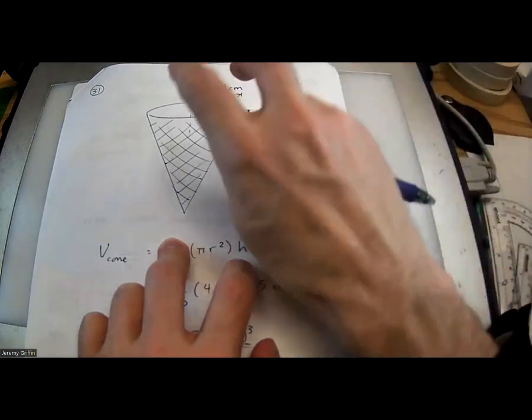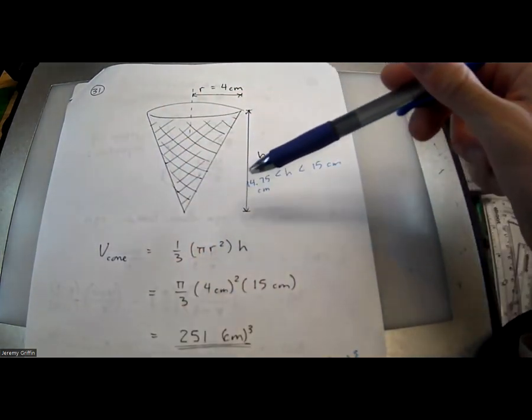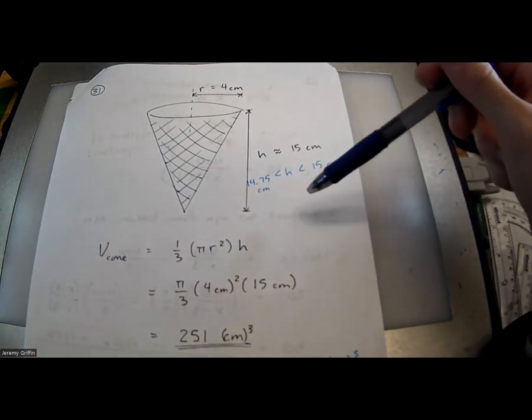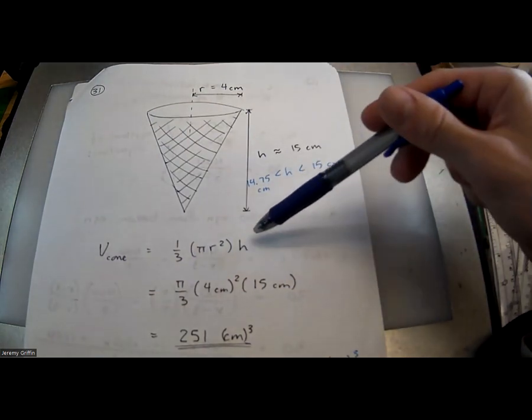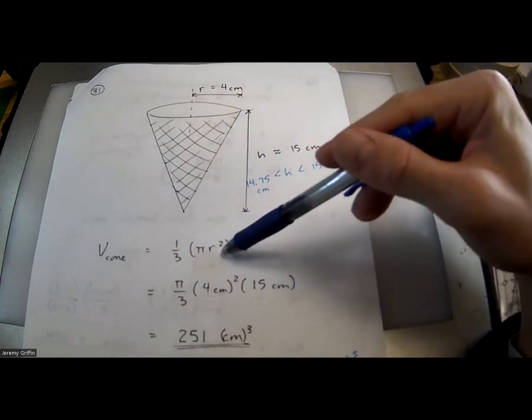But then anything that comes to a point, you throw on the factor of 1/3. So if it's like a pyramid, we do the rectangle times height times a third, and in this case, a cone, circle times height times a third. Okay. Anything that comes to a point, it's like a 1/3 factor.